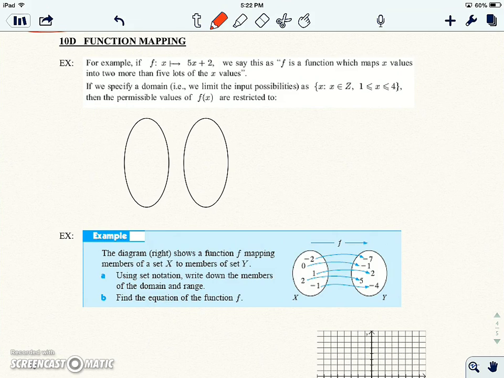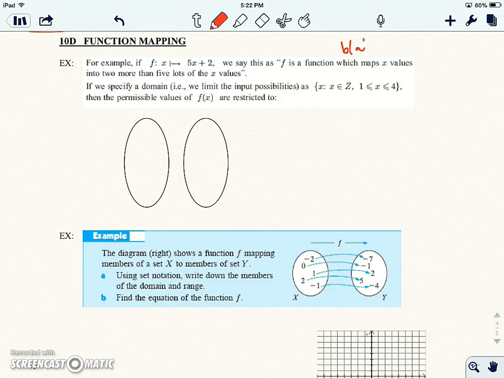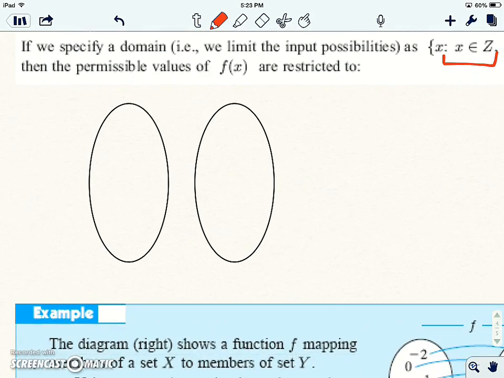For example, if f is a function with the rule 5x plus 2, we'd say f is a function which maps x values into 5 lots of x plus 2 values. Nobody cares about this wording. Just know that that's a function, and that we can specify its domain. So we're saying the domain has x integers, and they're the integers 1 through 4. So I know right away that my domain has the integers 1, 2, 3, and 4.